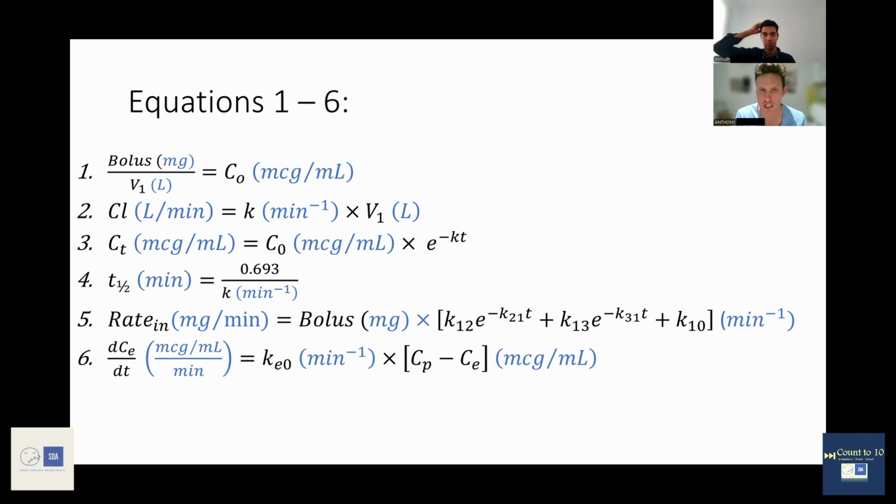So it's going to start at K12, and then it's going to eventually go down to 0. K12 will approach 0 first, then K13, and then eventually you're just replacing the losses from elimination. And that is how that calculation works.